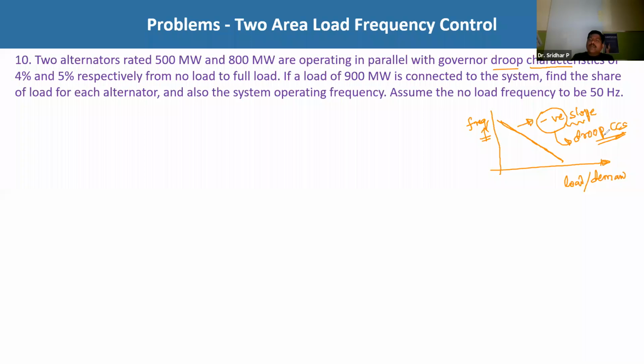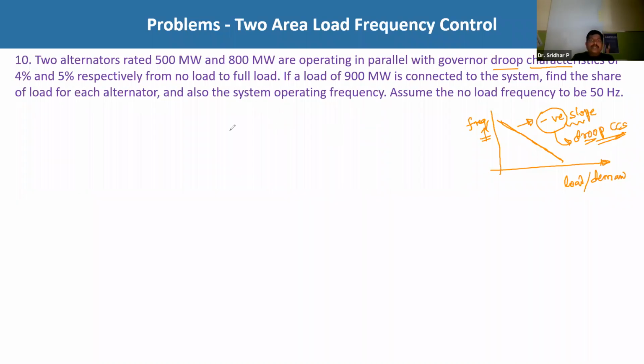So droop characteristics means, normally these characteristics are drawn between frequency and the load demand by taking load demand on the x-axis and the frequency on the y-axis. And the relation, if you are plotting, looks like this. So this line is having a negative slope. That is the reason this is called a droop characteristics.